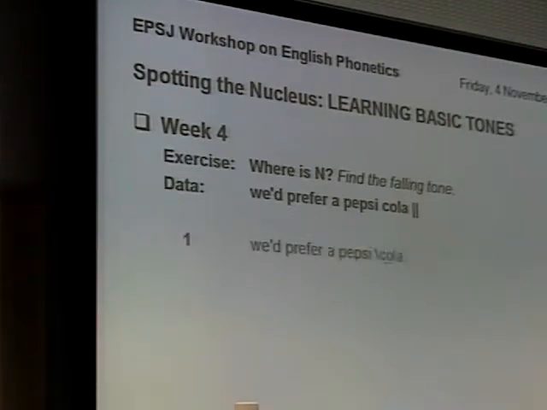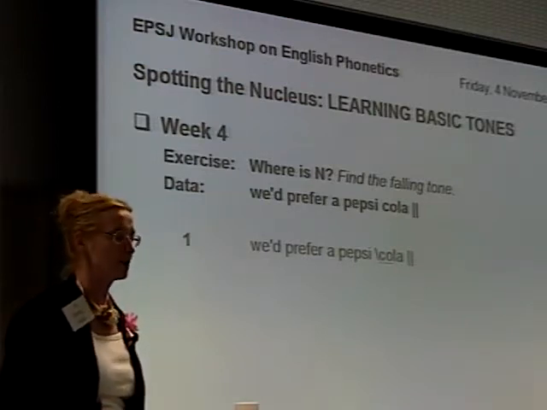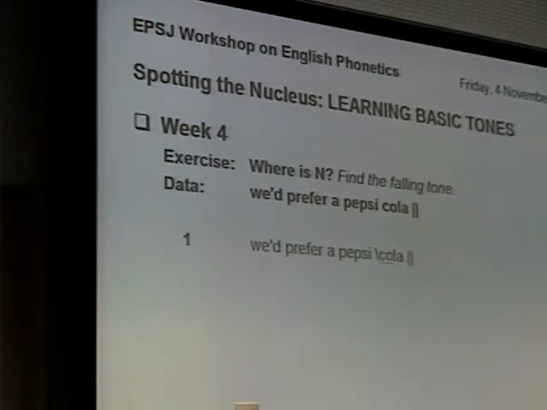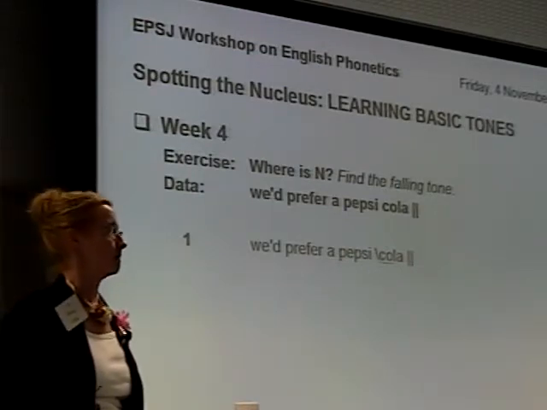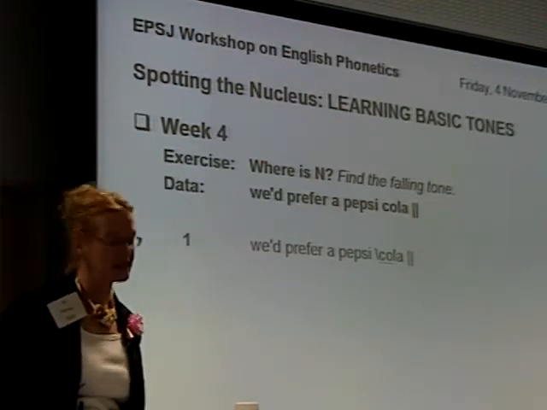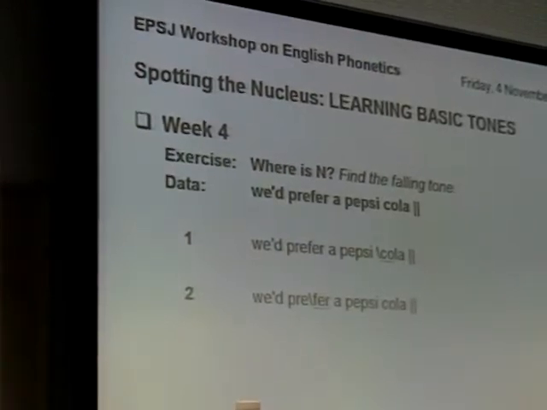And so they see what it would look like with a falling tone on the first syllable of cola. And then, we prefer a Pepsi Cola. Where's it gone? On the second syllable of prefer, that's right. So we'd see that. We prefer a Pepsi Cola.